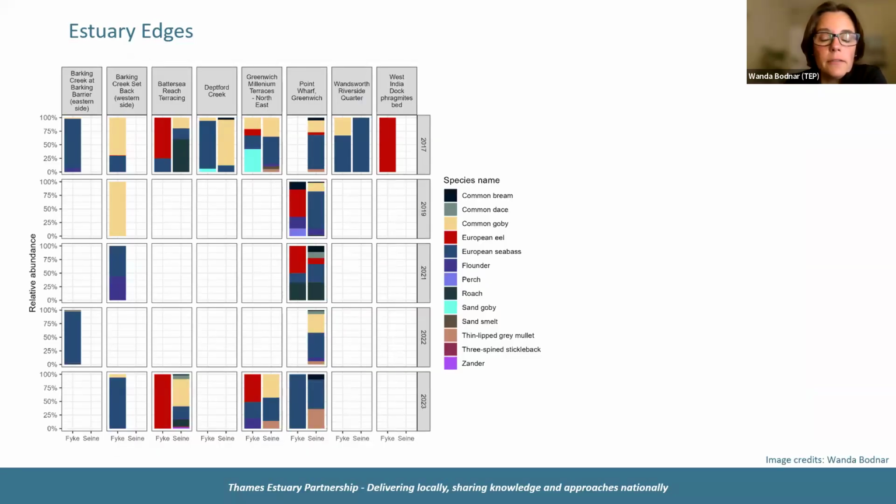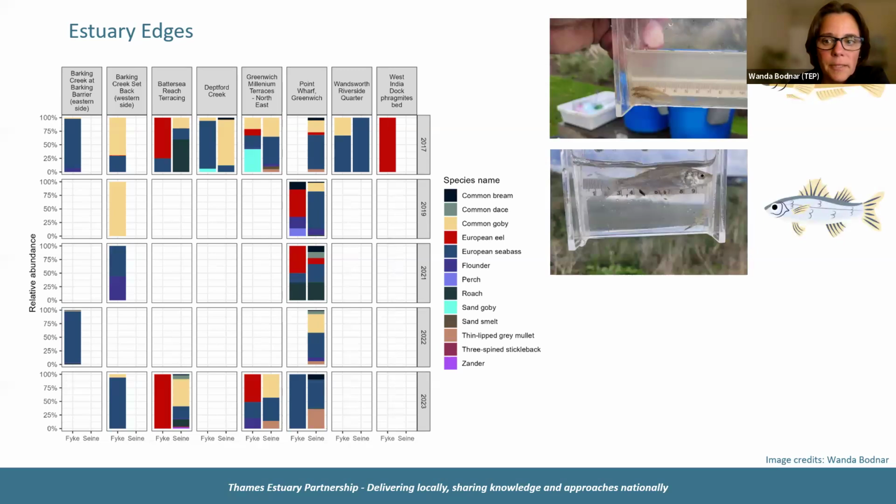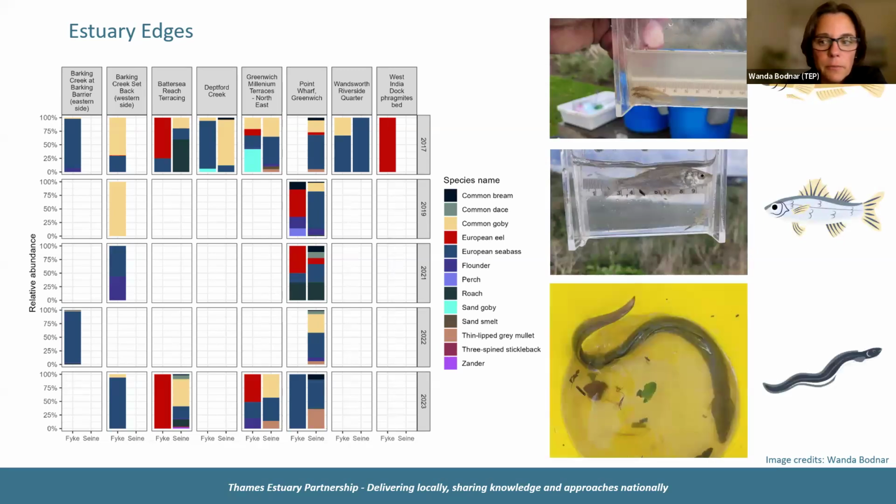And I'm just going to provide an overview of some of the results. So you can see on this plot showing the relative abundance of all the 13 fish species that was caught over the years. And you can see, of course, that not all the sites were surveyed annually. And so throughout the entire sampling period, species such as common goby and the European sea bass were the most abundant fish species, followed by the European eel.